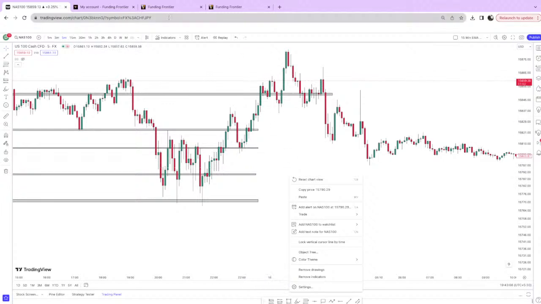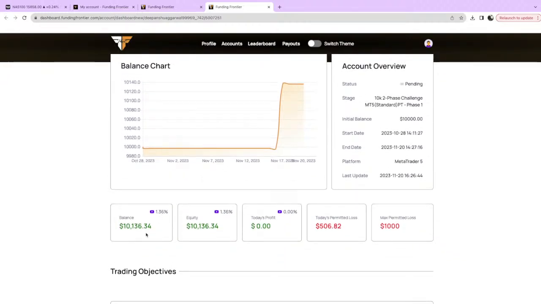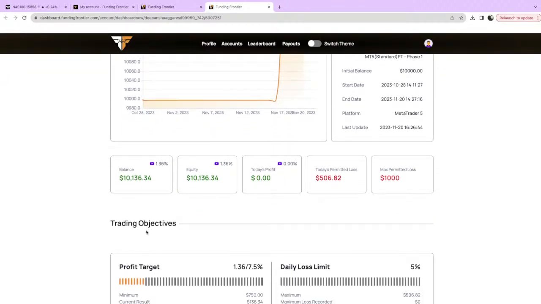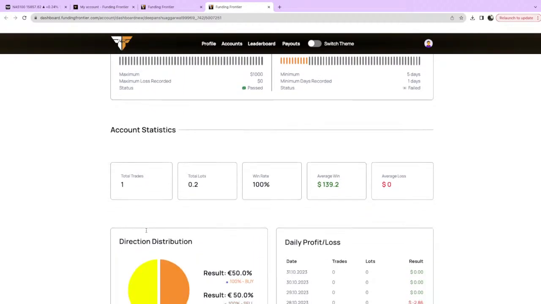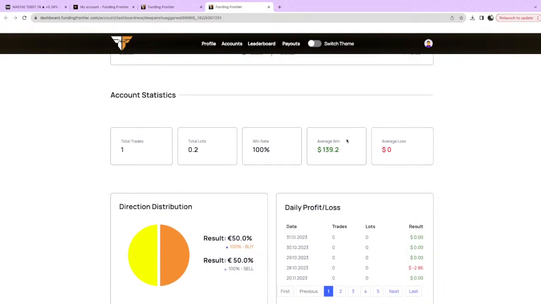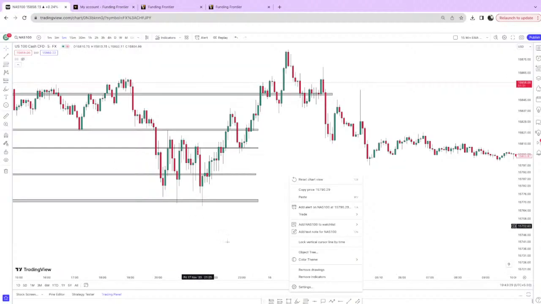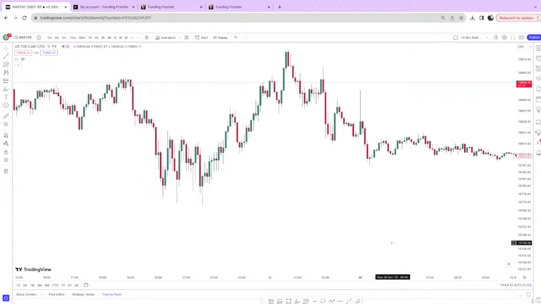Let me show my account. You can clearly see the balance is 10,136 where we left on Friday. It's exactly the same. We took just one trade till now and our average win is $139.2. Okay, so now let's make today's trade. Clear all the previous drawings.